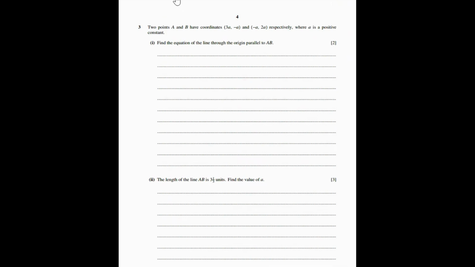Then it says 2 points A and B have coordinates 3a, -a, and -a, 2a respectively, where a is a positive constant. Find the equation of the line through the origin parallel to AB. So it's passing through the origin and it's parallel to AB. So first let's find the gradient of AB. That's going to be 2a minus -a over -a minus 3a. That's 3a over negative 4a, which simplifies to negative 3 over 4.